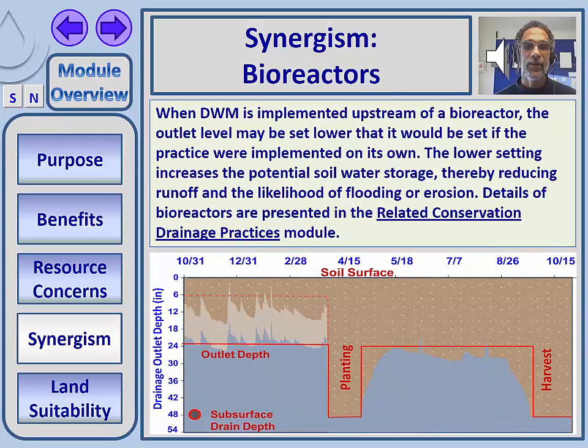When drainage water management is implemented upstream of a bioreactor, the outlet level may be set lower than it would be set if the practice were implemented on its own, thereby reducing runoff and the likelihood of flooding or erosion. Details of bioreactors are presented in the Related Conservation and Drainage Practices module.